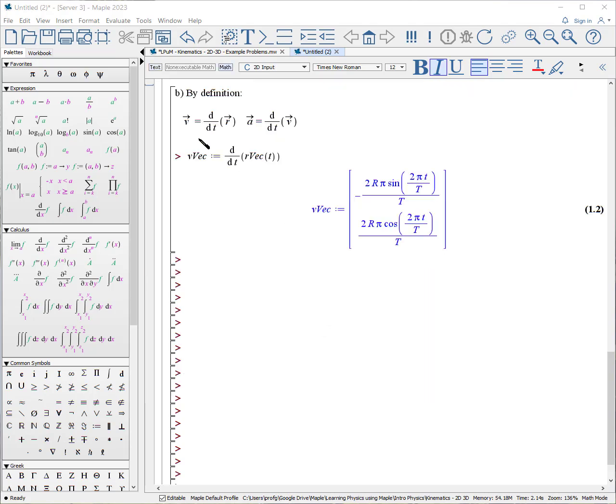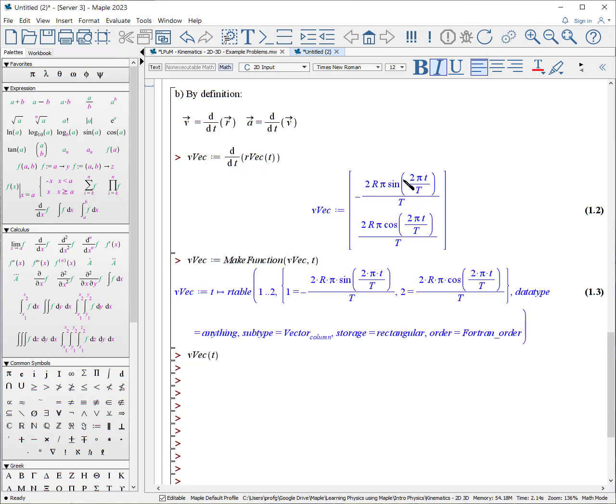Part B says, let's figure out the velocity and the acceleration expressions given our positional expression, which is a function of time. So that means we're going to take the derivative of our vector with respect to time. Notice we will get a result which is an expression, not a function. It has, again, an X component, the first one, and a Y component, the second one. If you try to turn this vector expression into a function of T, which is using make function, you will get an ugly output. It doesn't really matter.